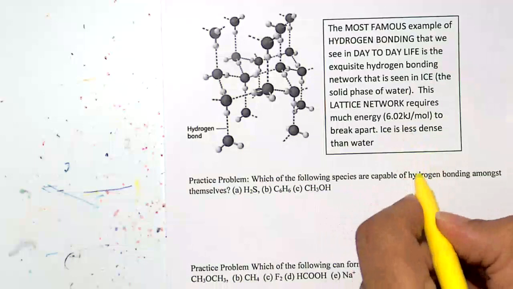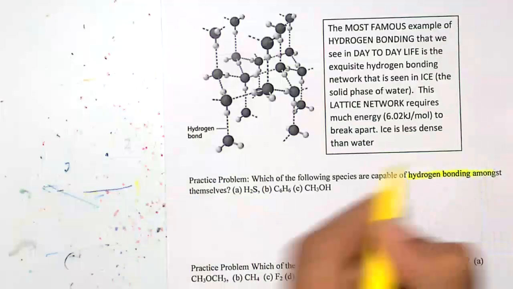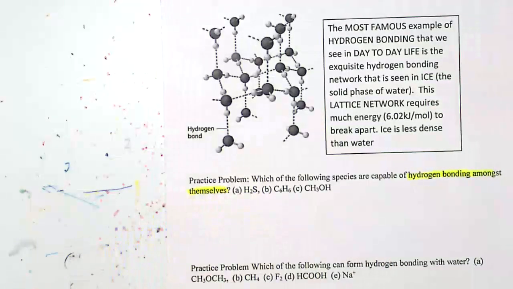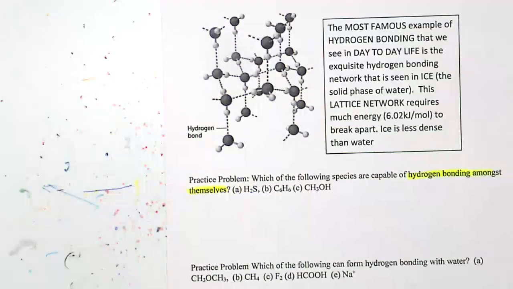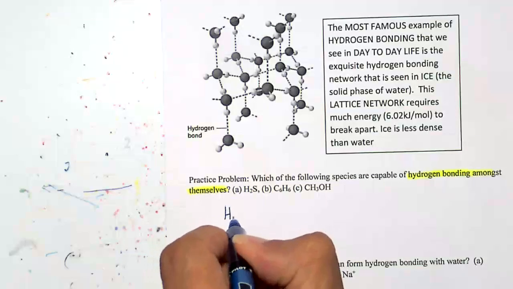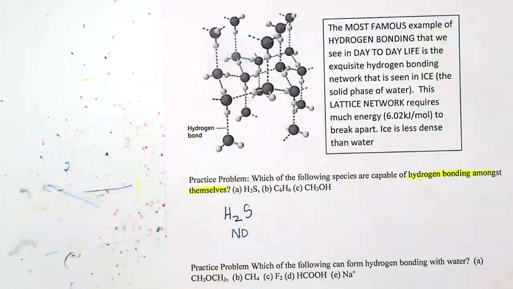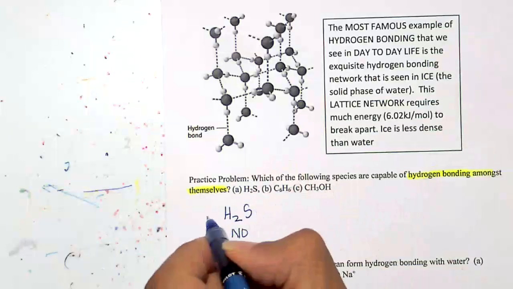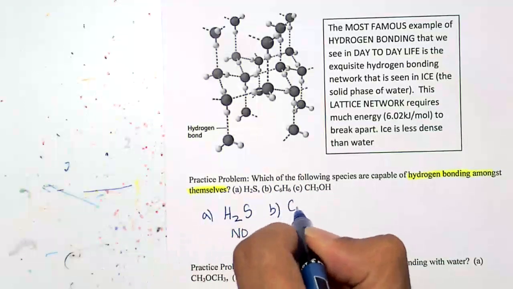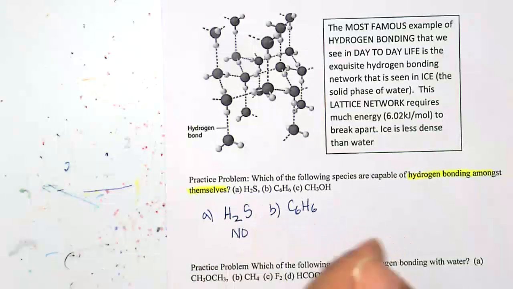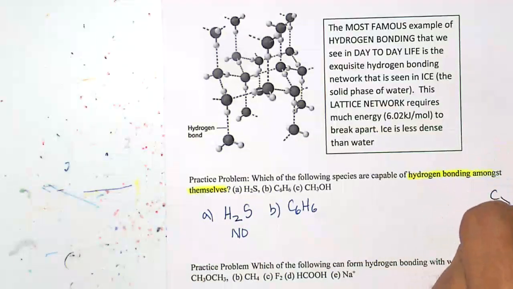Okay, which of the following species are capable of hydrogen bonding amongst themselves? Hydrogen bonding with itself. Okay, can H2S hydrogen bond with itself? Hydrogen sulfide? No, there's no OH, there's no NH, there's no F. Okay, can benzene hydrogen bond to itself? Benzene? Yes or no?